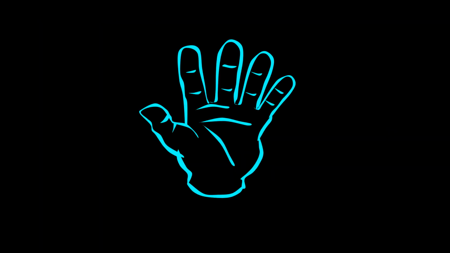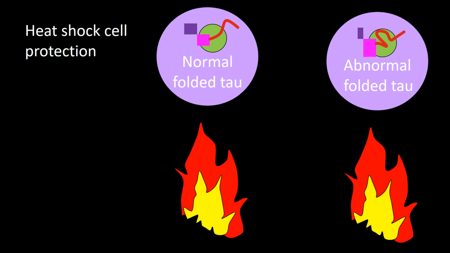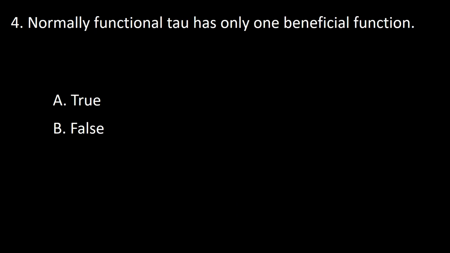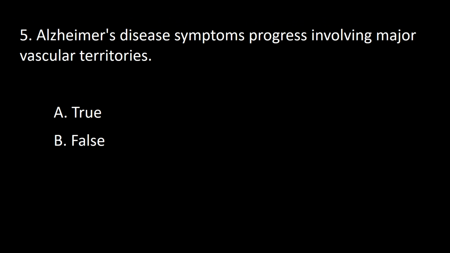The fifth function is heat shock cell protection. When exposed to heat, neurons with non-functional tau die before those with normal tau. So the answer to this question is false. Next question. Alzheimer's disease symptoms progress involving major vascular territories.